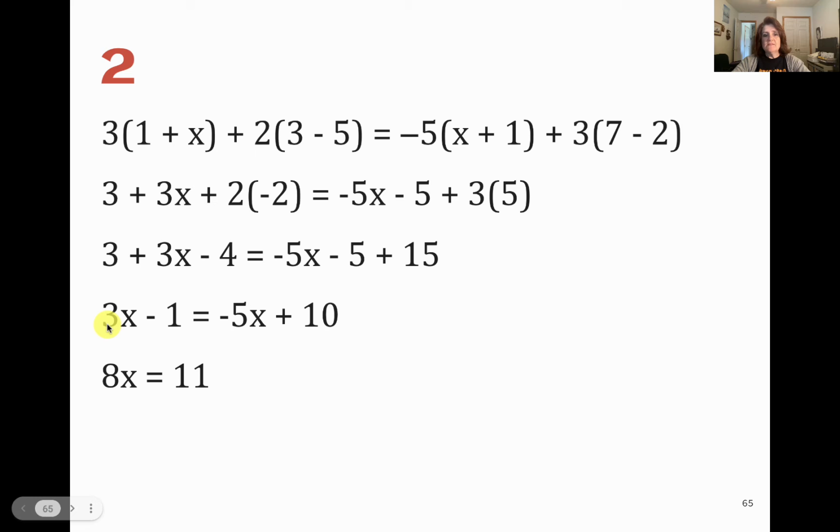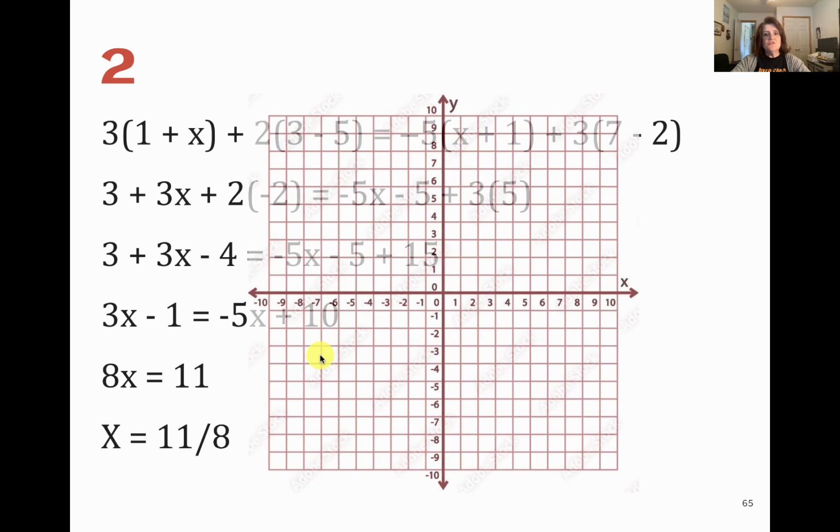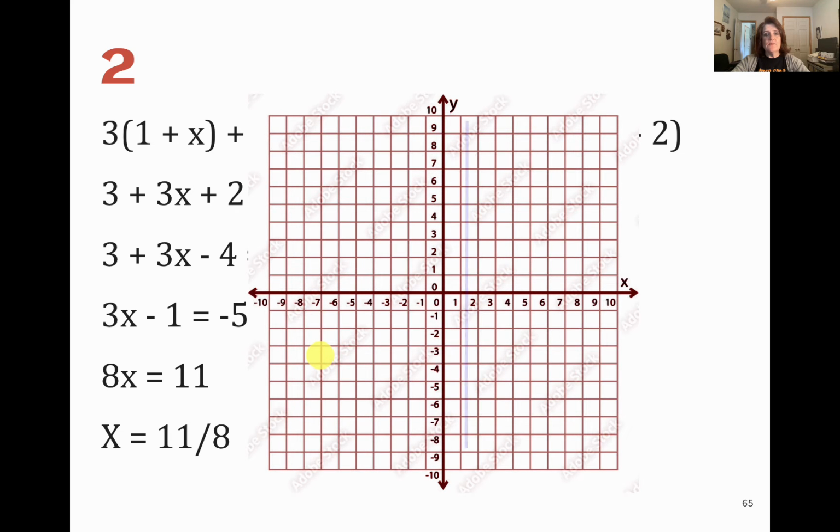Move the 5x over. Always add the positive, or add or subtract the smallest variable. Add 1 to both sides, and we get x to be 11/8. Well, 11/8 isn't a perfect number, but it's close. It's a little over 1. So on your grid, you're going to graph a line just a little past 1 on the x direction.